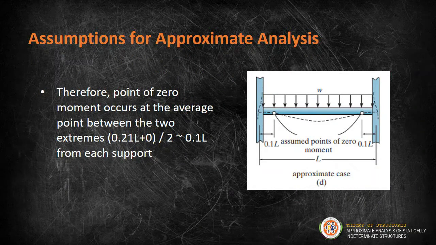Therefore, the point of zero moment occurs at the average point between the two extremes, which is 0.21L divided by 2, that is approximately equal to 0.1 times L, where L refers to the length or the span of our girder. So this is measured from our supports.